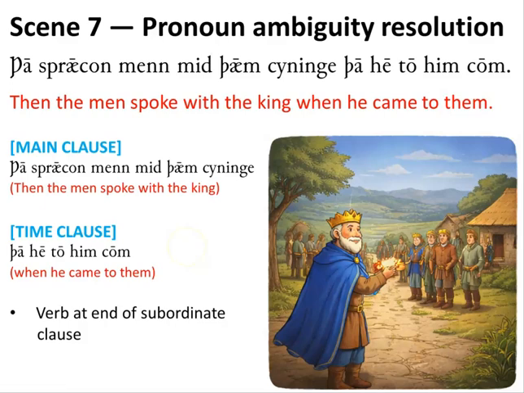Most of the time, yes. I think there's been some research done on this, and it's about 60% at the absolute end. And then there's a small percentage where there might be one word between the verb and the end. So maybe it's roughly 3/4 or a bit more where the verbs go to the end or near the end. I'm sort of pulling that figure out of the air a bit. It's not an absolute hard and fast rule. Okay, so main clause, Thas barakon menna mid tham kuninga. The time clause, subordinate clause, Tha he to him kom.